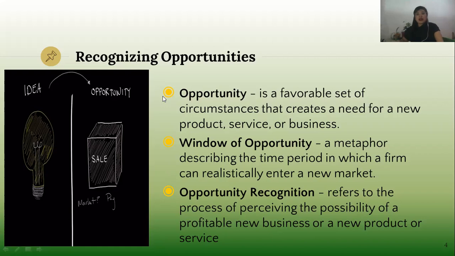So first, we will assess the environment or the situation if there is an opportunity or a favorable set of circumstances. And then we are going to describe when we are going to push through with this opportunity, and that is what we call the window of opportunity. And then as we know there is a favorable set of circumstances and when we are going to pursue this, that is the time that we already recognize the opportunity, and we are now in the process of perceiving the possibility of a profitable new business or product or even services.